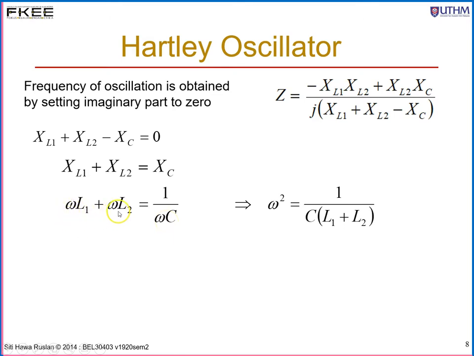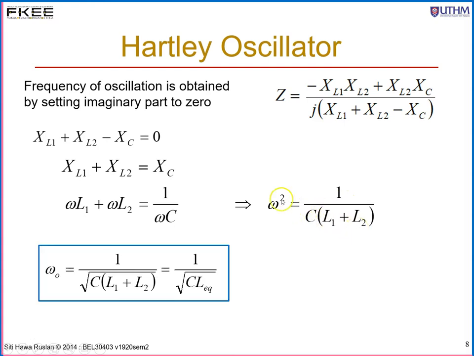So from this, you have omega squared equals 1 over, I bring over L1 and L2 to the bottom. So it is 1 over C in bracket L1 plus L2. So the frequency of oscillation from here is omega naught, which is 1 over square root of C in bracket L1 plus L2. And L1 plus L2 is called L equivalent.